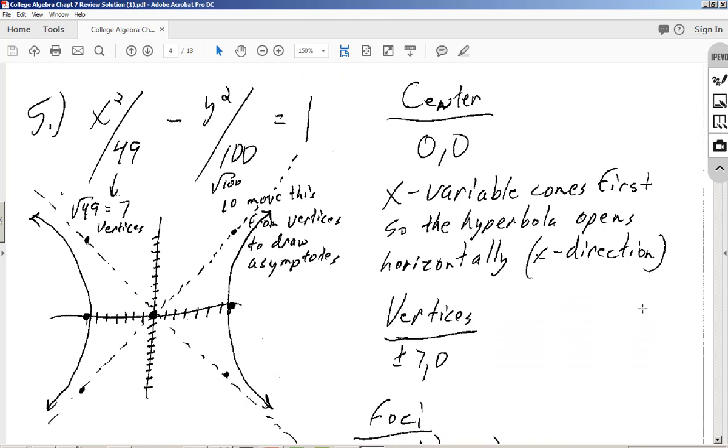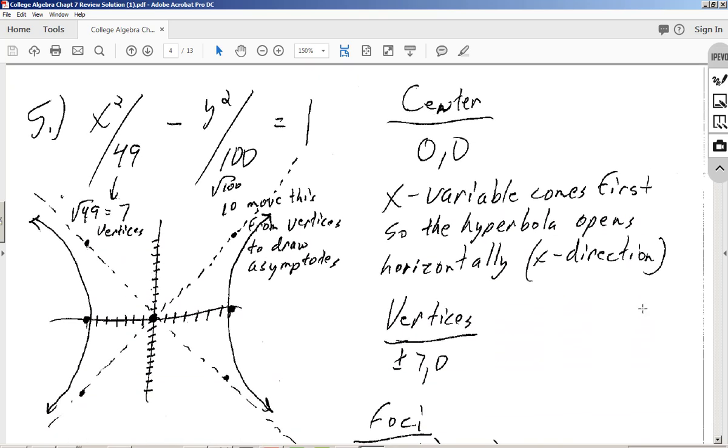Our next problem, number 5. Now we're going to be changing it up a little bit. So you can notice we've got x squared over 49 minus y squared over 100 equals 1. It says find the vertices and locate the foci for the hyperbola whose equation is given, and I also added and graph it.